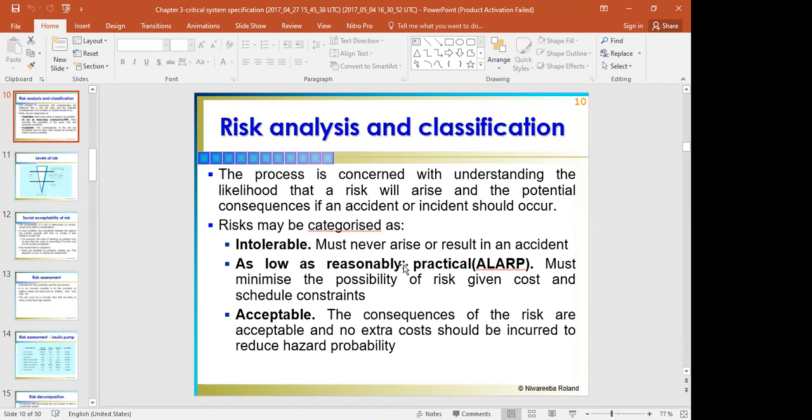Excess insulin is actually very dangerous. It causes the body to absorb too much glucose. Some of what can happen once someone has an overdose of insulin, they can be sweating, chills, anxiety, irritability, but then the worst thing that can actually happen is death. That's why I'm saying that intolerable must never arise or result in an accident.